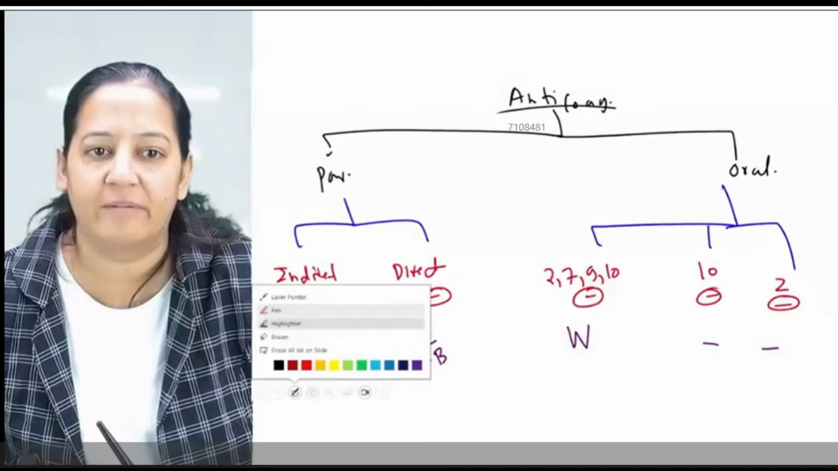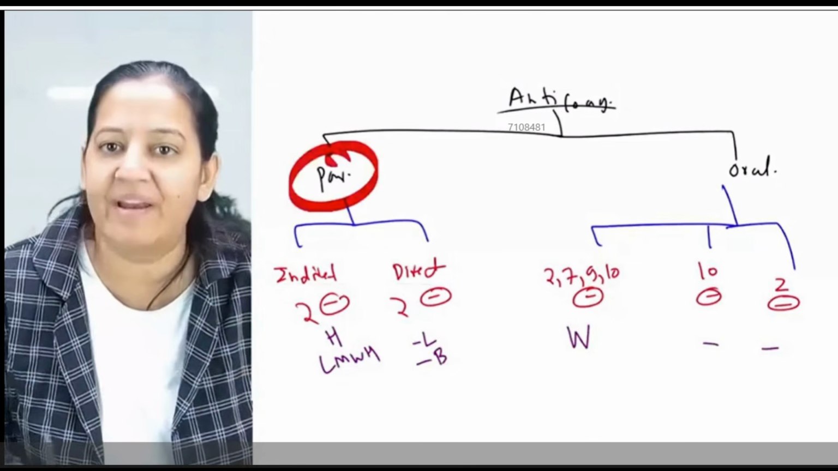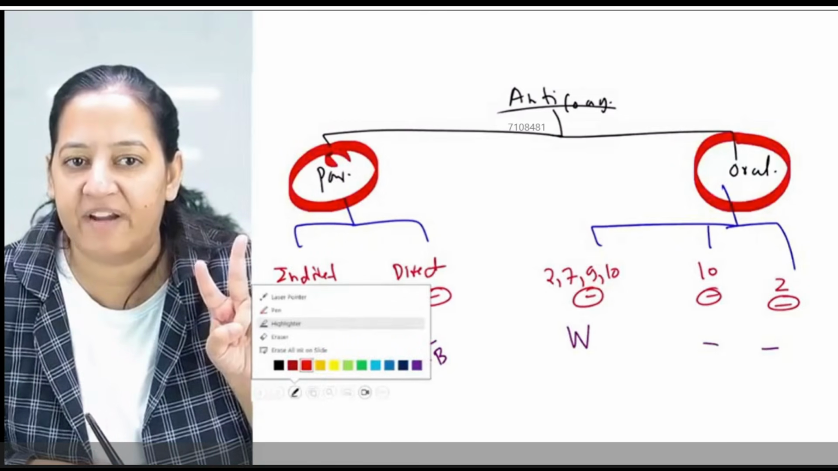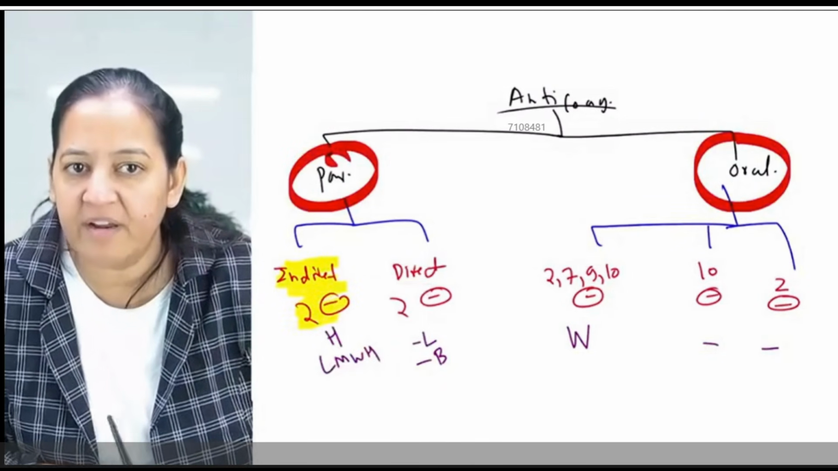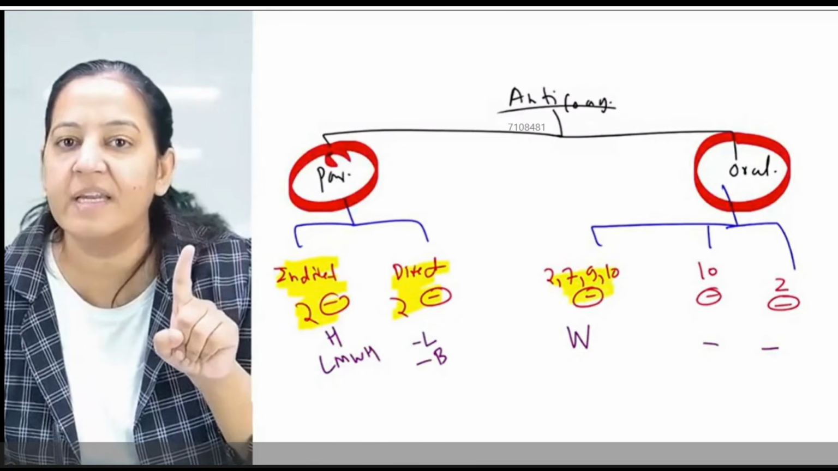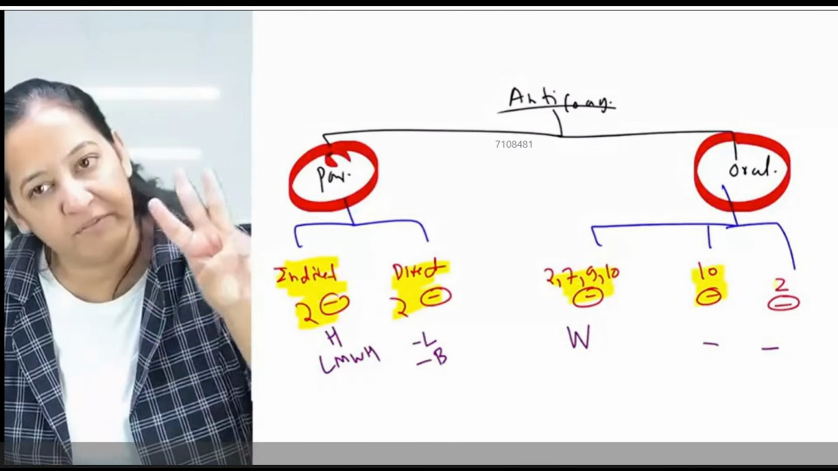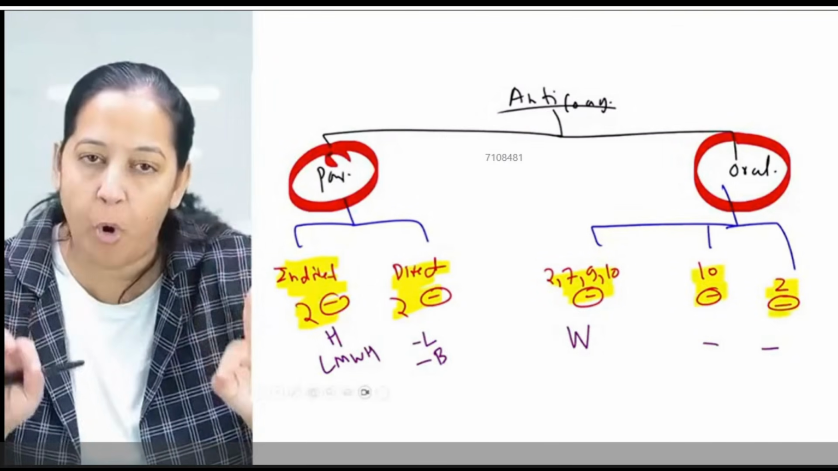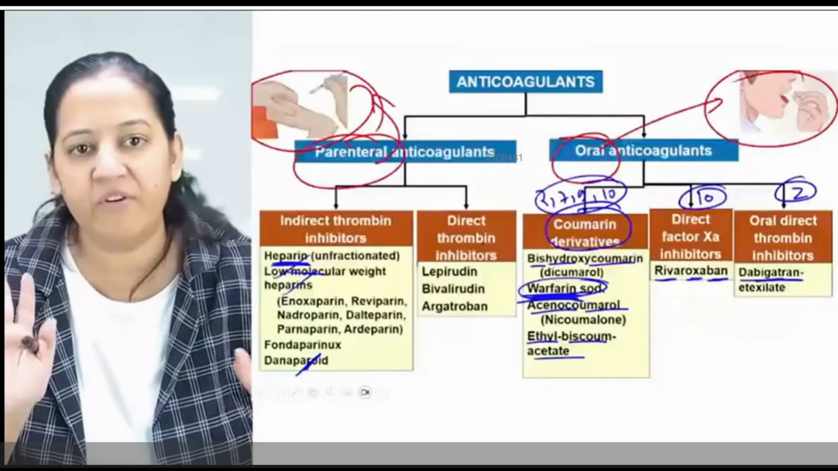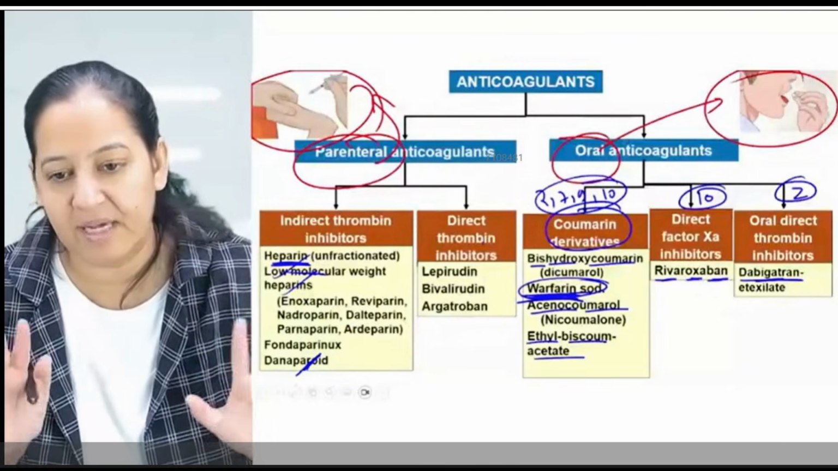We have two categories, the parenteral and the oral. Parenteral are of two types. Both of them inhibit factor 2: indirect factor 2 inhibitor and direct factor 2 inhibitor. Oral are of three types. Some of them inhibit 2, 7, 9, 10, some of them inhibit only 10, and some of them inhibit only 2. How many of you got this classification? The basis of the classification. Learning the names of drugs is up to you, but this is the classification you have to learn.